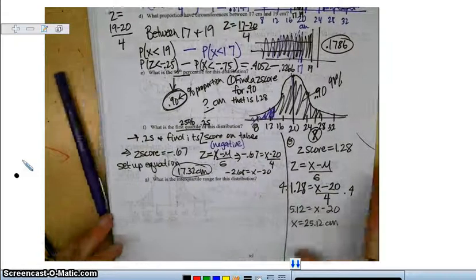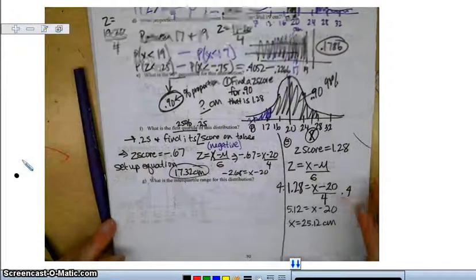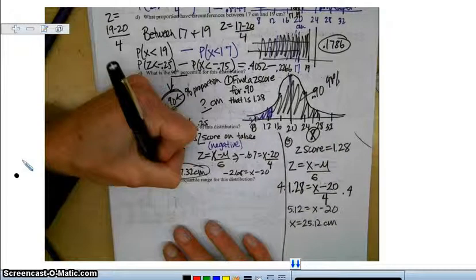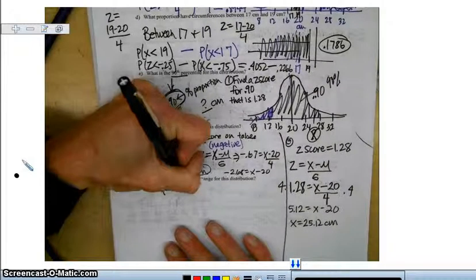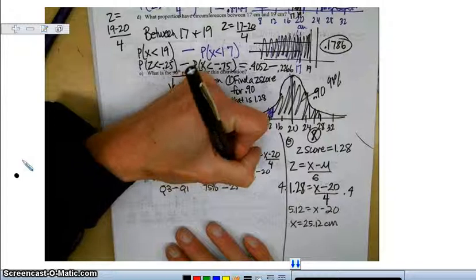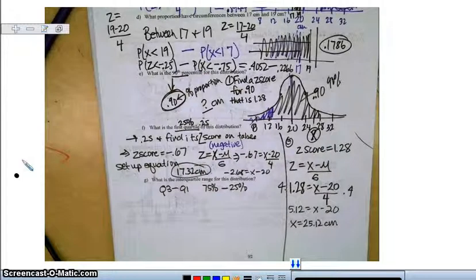Okay, finally the interquartile range for this distribution. Well, that is Q3 minus Q1, which is the 75th percentile minus the 25th percentile. And I'll finish this on the next video.